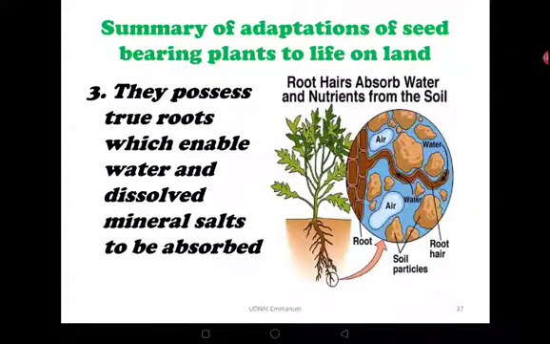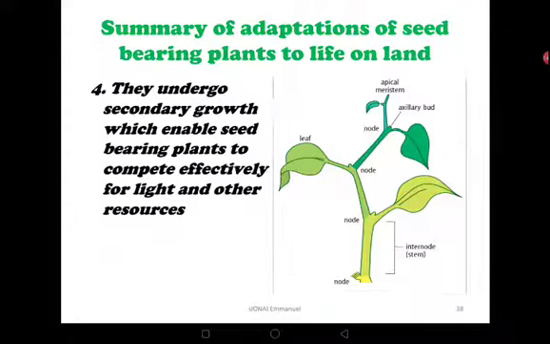They possess true roots, which enable water and dissolved mineral salts to be absorbed. Yes, many, apart from the lower plants, like the mosses, whose habitats are also limited. But other plants have roots that penetrate deep in the soils to search for where water is, so that they can absorb water even from the deeper layers. Some plants have very long roots that either grow deep underground or even on the surface, to reach out to where water is. So that's one of the adaptations.